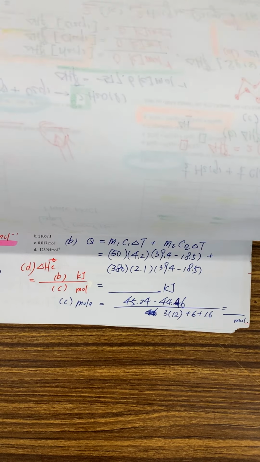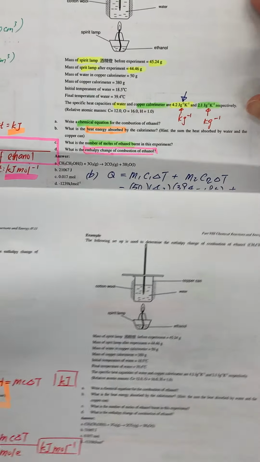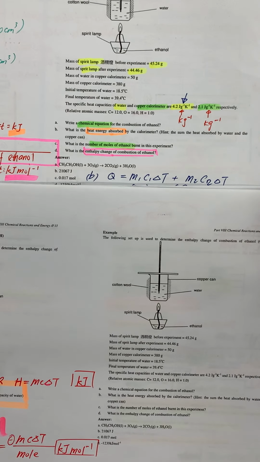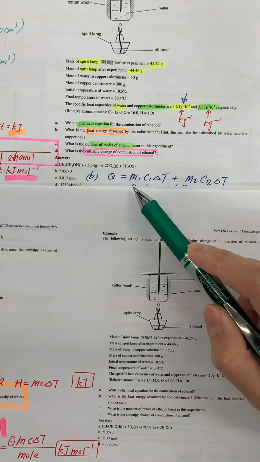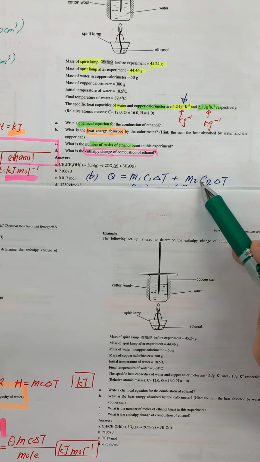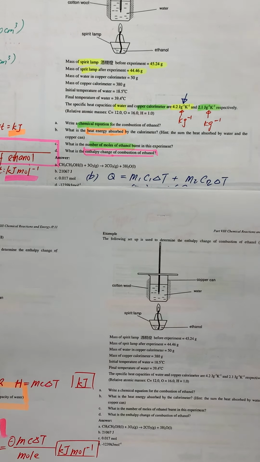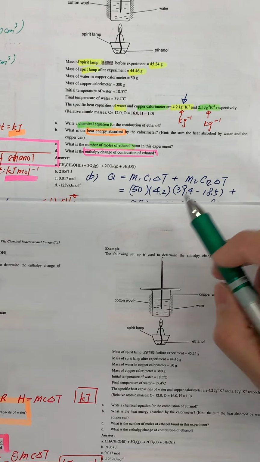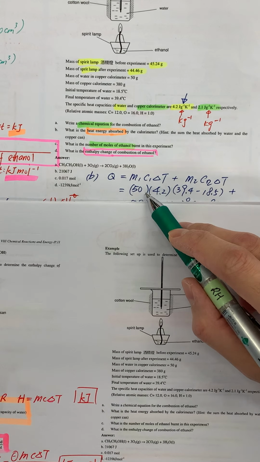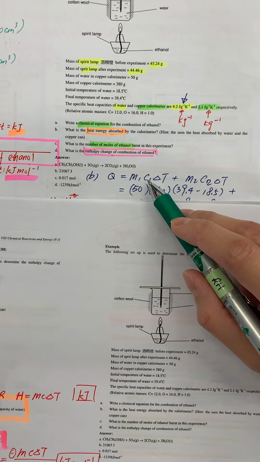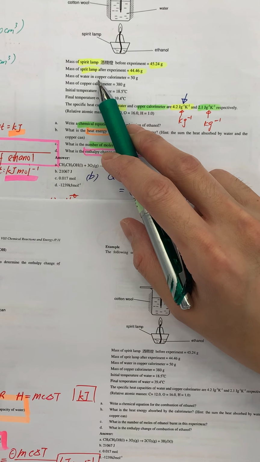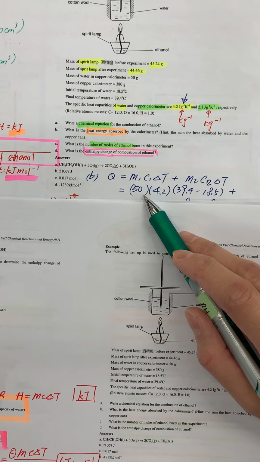But for this case, there is more than one substance. Now let's take a look. We have the formula MC delta T. If more than one substance, we will use M1 C1 delta T plus M2 C2 delta T. Delta T must be the same, for the temperature change for these two. Number one, we have 50 gram. What does that correspond to? It refers to the water. Mass of water, 50 gram.